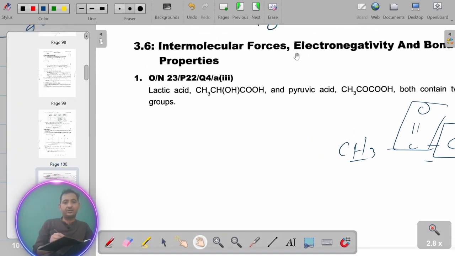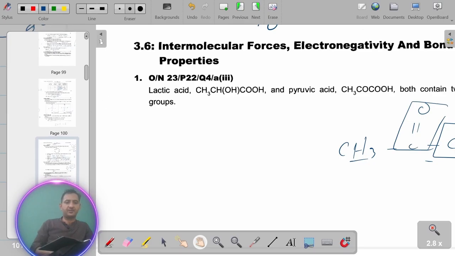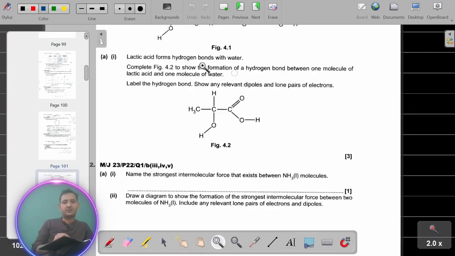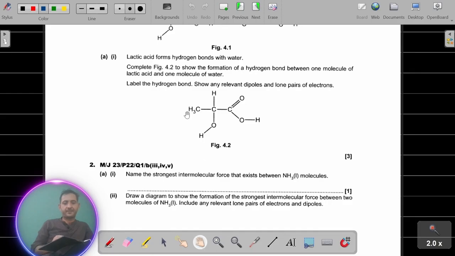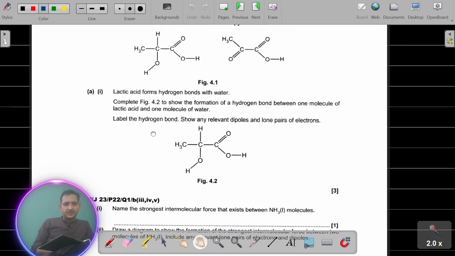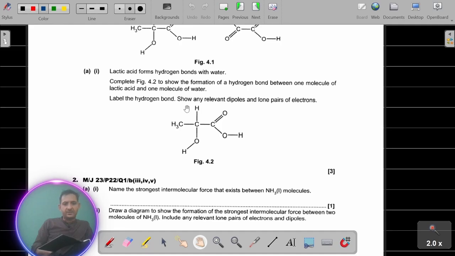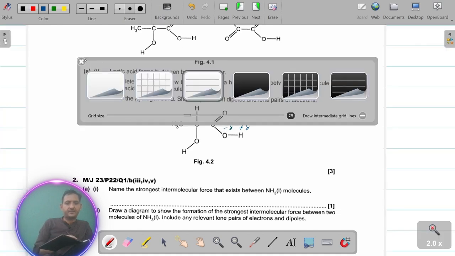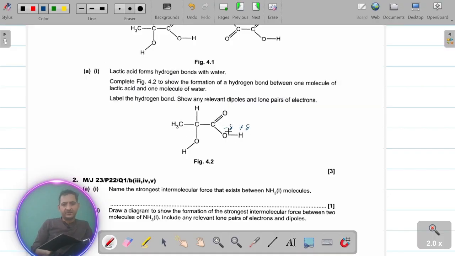Now it is from intermolecular properties. Shapes of molecules has been done here. So now we can notice, label the hydrogen bond, show any relevant dipoles and lone pairs if hydrogen bonding is possible. Here we can say, to make a hydrogen bond, it is positive and it is negative.